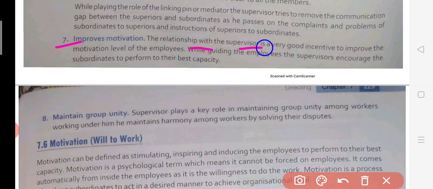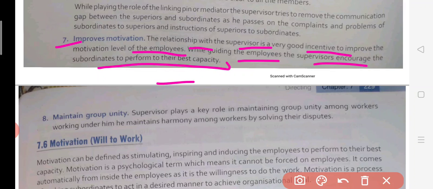Definitely the relation of the supervisor is a very good incentive to improve the motivation level of the employee while guiding the employee. The supervisors encourage the subordinates to perform to the best of their capability. See what happens, continuously instructions are being given by this supervisor, and he always tries to use such kind of words which motivate the employees, and they'll be working in your company very nicely. So this is a function, and also at the same time it's the importance of supervision. Okay, it improves motivation. So it's a task which must be performed by the supervisor, and it is his duty to motivate the people at work, in order to get all the goals of the company achieved.